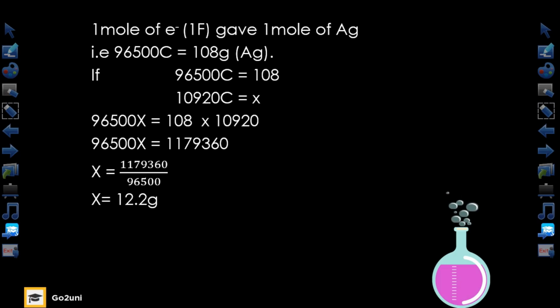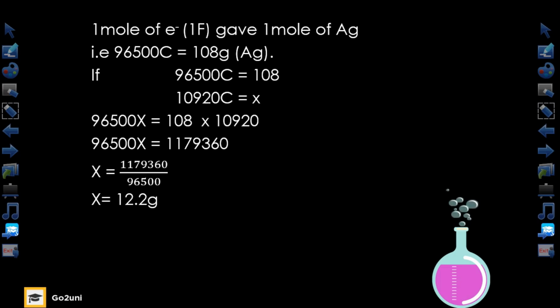So what it simply implies is that 96,500 coulombs led to the deposition of 1 mole of silver. And 1 mole of silver by mass is 108 grams. So we can see that, what it simply implies is 96,500 coulombs of electricity, which is just 1 mole of Faraday, led to the deposition of 108 grams of silver from the equation given to us.